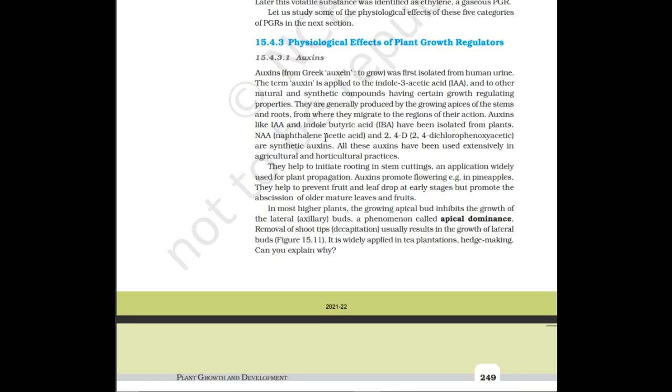Auxins like IAA and indole butyric acid, IBA, have been isolated from plants. Natural auxins are IAA and IBA, isolated from plants, while NAA, naphthalene acetic acid, and 2,4-dichlorophenoxyacetic acid are synthetic auxins. You have to remember the examples of natural auxins and synthetic auxins. All these auxins have been used extensively in agriculture and horticultural practices.